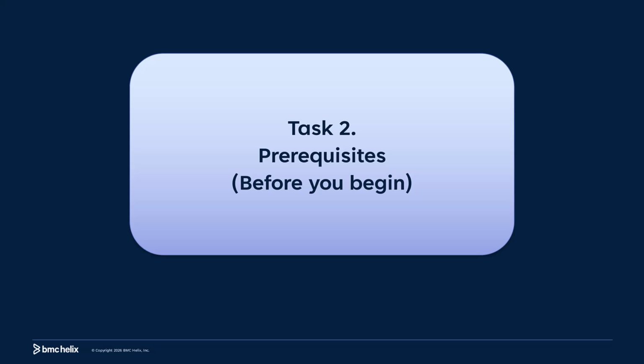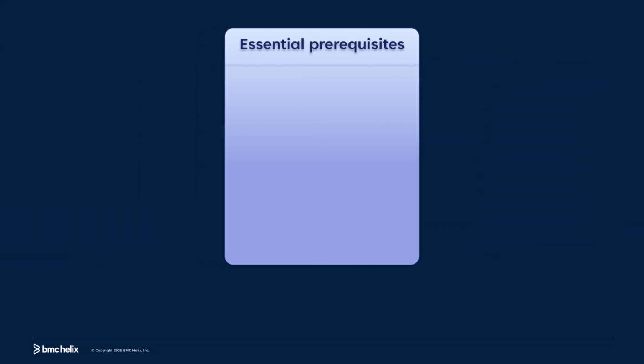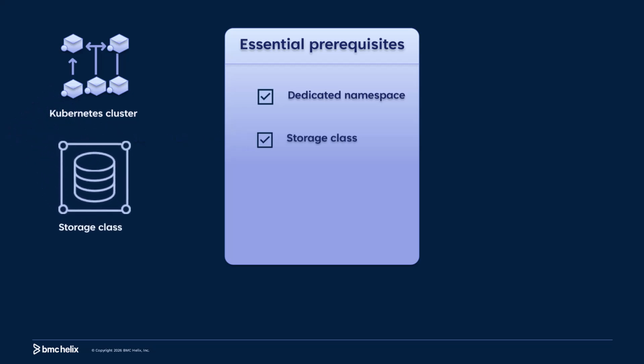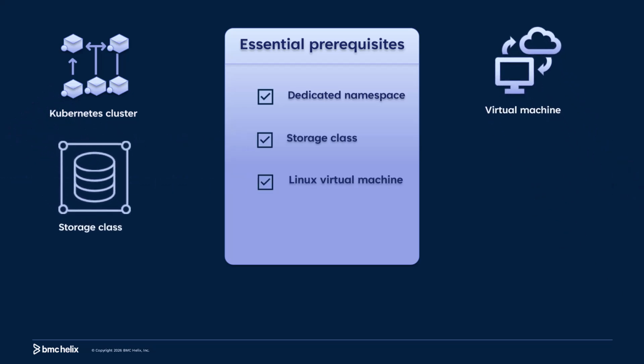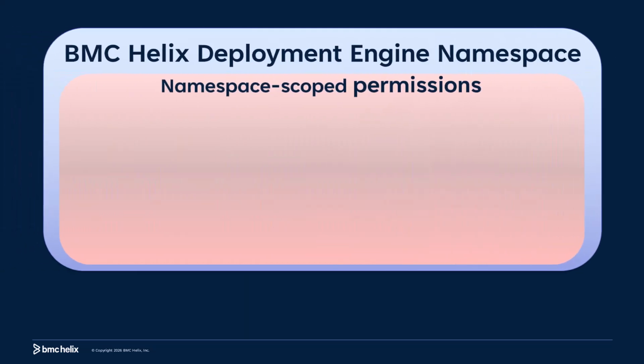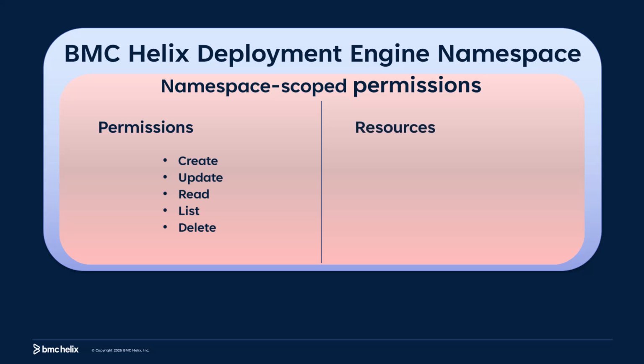Let's now look at the prerequisites. Environmental requirements include a separate dedicated namespace, a storage class with read-write-once permissions, Linux-based virtual machine and container images. Also, you do not require full access to the entire cluster. Instead, you need permissions to create, update, read, list, and delete resources such as deployments, services, and secrets. For more information about the complete requirements and permissions, see the product documentation.